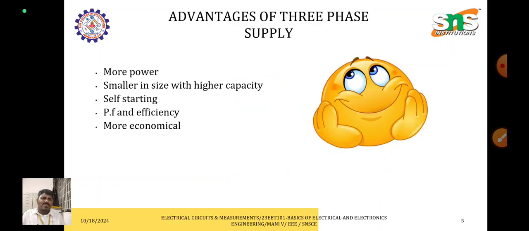And the advantages of three phase supply: it delivers more power compared to the single phase, it is smaller in size with higher capacity, it is self starting, the power factor and efficiency are good, and it is more economical than single phase.